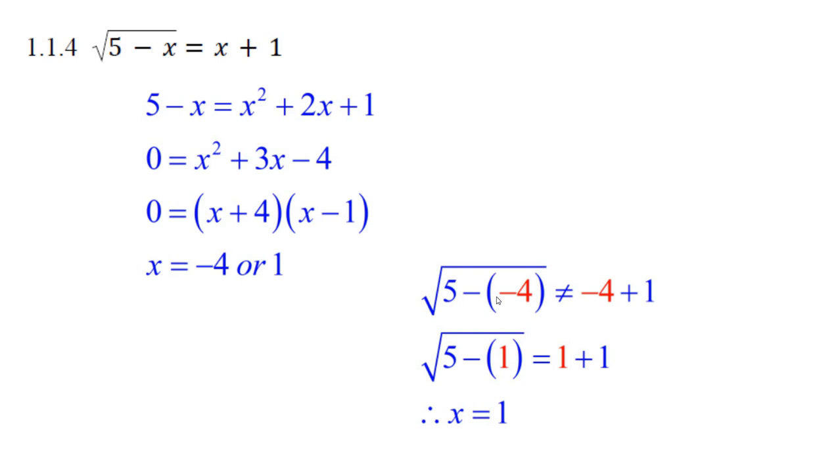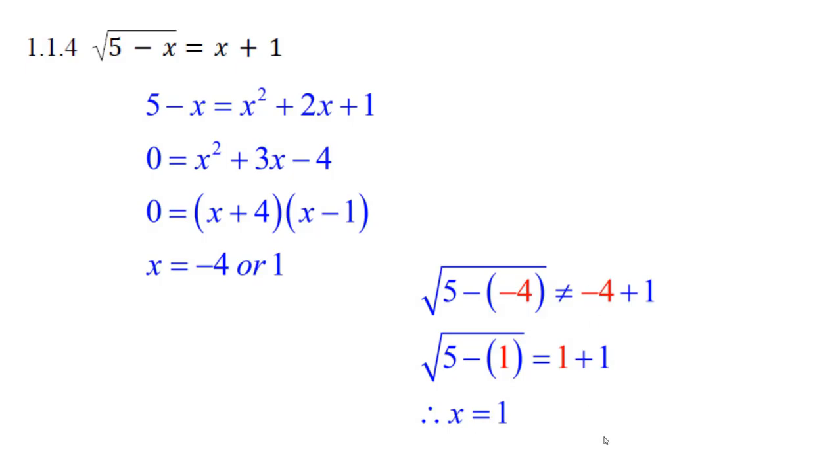works. And you go 4 minus minus 4, that's the square root of 9, is 3. But that doesn't equal minus 3. The square root of 9 is positive 3 by convention. That's what we say. So that one just doesn't work. But 5 minus 1 does equal, square root of 5 minus 1, which is the square root of 4, does equal positive 2. So therefore, 1 is your solution.